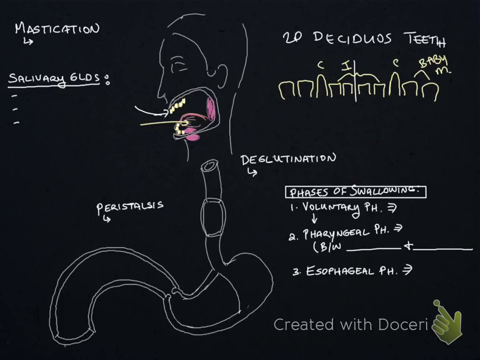Okay, so let's start here at the mouth. We begin with mechanical digestion, and that's called mastication or chewing.